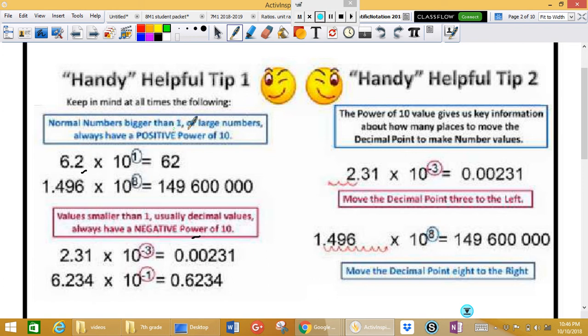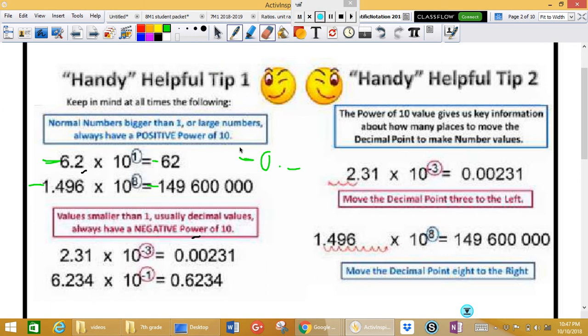Normal numbers bigger than 1, or large numbers, always have a positive power of 10. So basically, as long as it's not a decimal, because we also want to acknowledge that we have a negative 6.2 times 10 to the first, that would be a negative 62. And we have a negative 1.496, that would be a negative whatever that is. What they mean by a positive exponent here means that the number would not start with 0 point something, and it could be negative or positive.